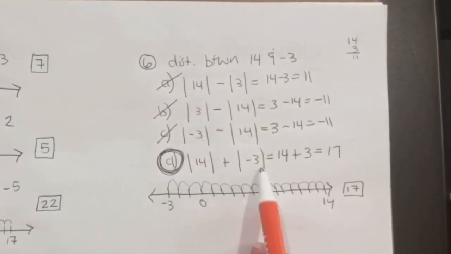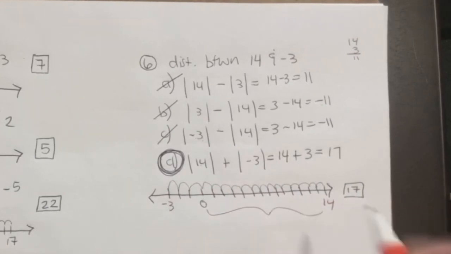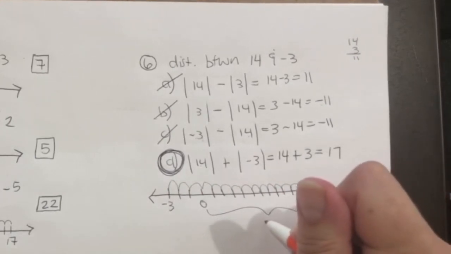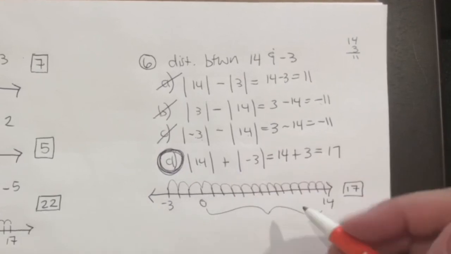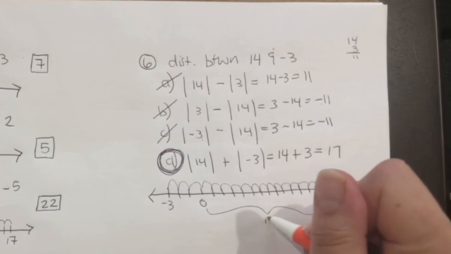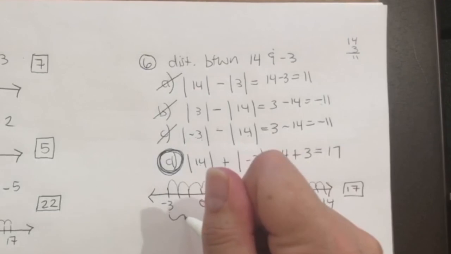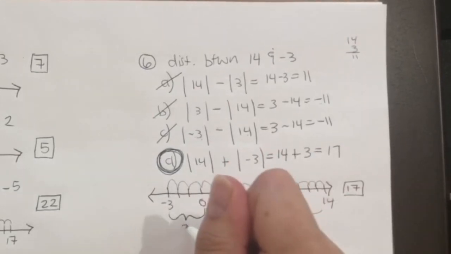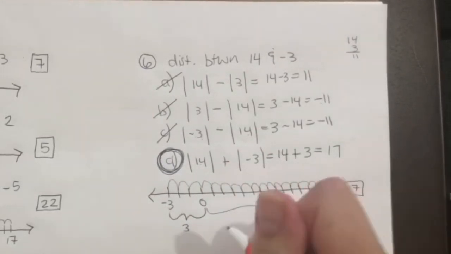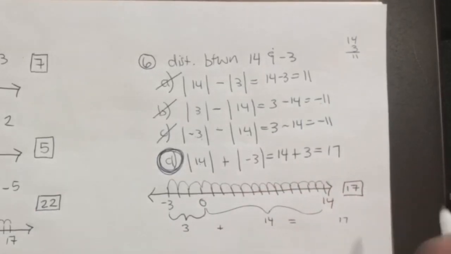And that actually makes a lot of sense. So think about how the absolute value of 14 is the distance from 0. That is the distance from 0. It's going to be positive. Remember, absolute value can be thought of as distance. Distance is always measured positively. And then we've got the distance from -3 to 0. Again, distance is always positive. So that's 3. So when you add those two together, we get the 17.